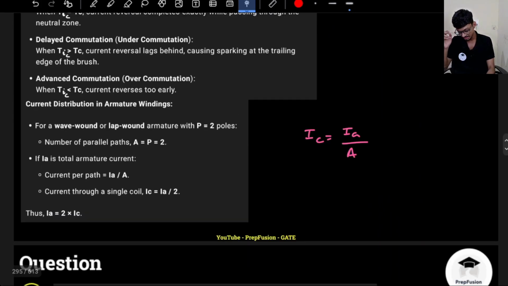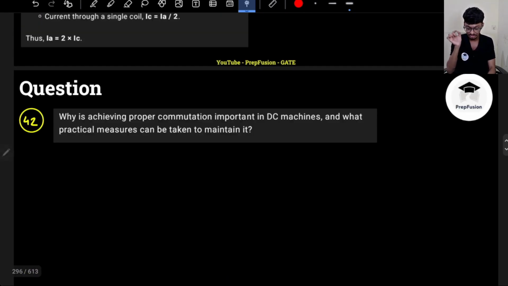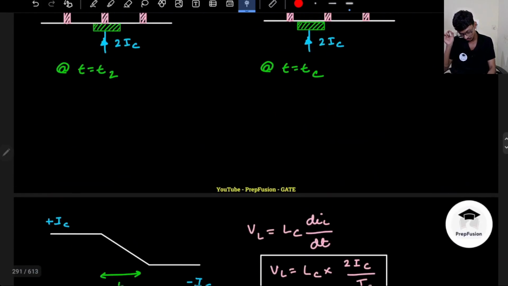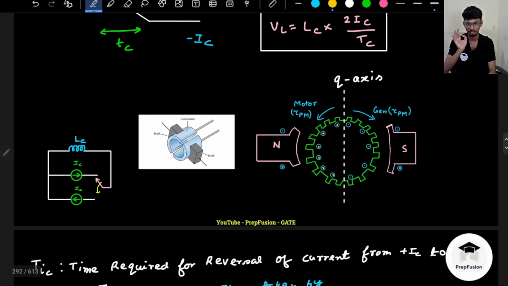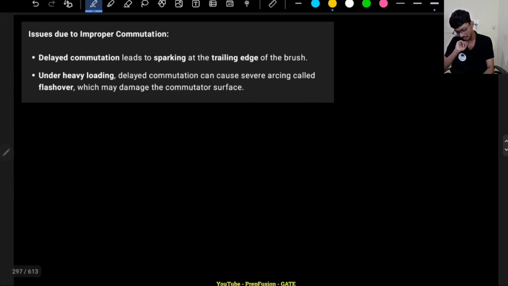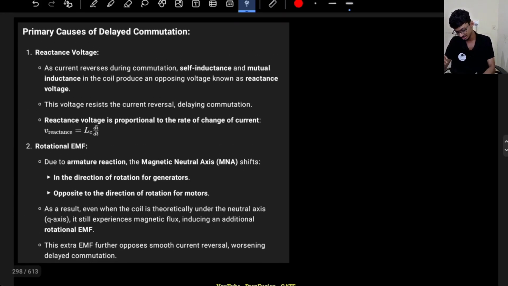So if it is delayed commutation or advanced commutation, sparking or trailing will happen. If it is perfect commutation, then the zero crossing will exactly happen between the air gap of the commutator segments, so there is no reactance voltage. Under heavy loading, delayed commutation can cause severe arcing, because the current will be huge, and with L di/dt the rate of change of current also will be huge. Due to that, reactance voltage, that is LC into di/dt, will be developed and can cause sparking.